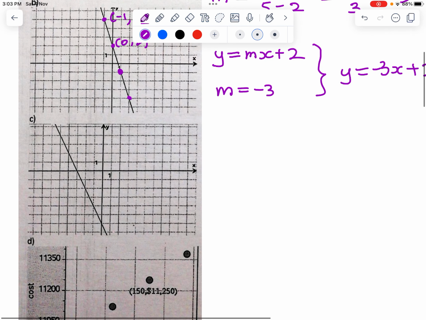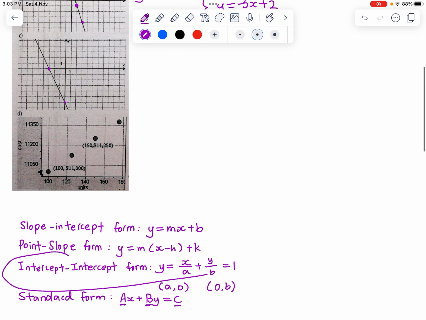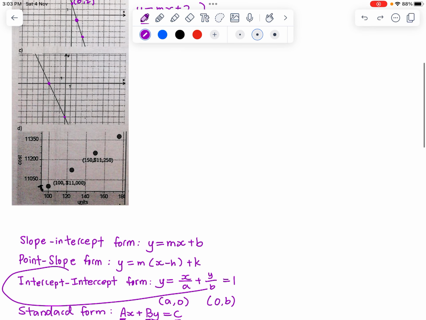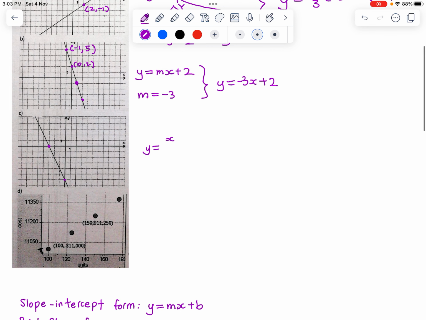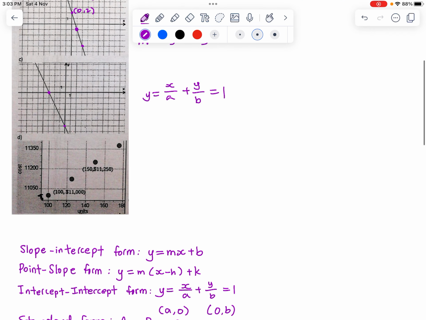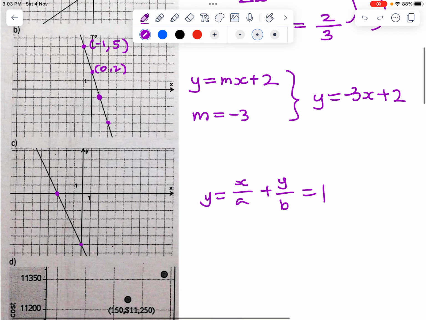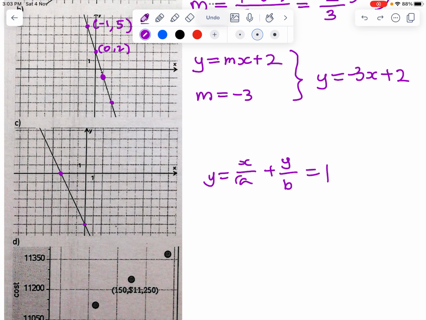Moving on. So here, this time I can clearly see the x-intercept and I can also clearly see the y-intercept. So that means we can use intercept form. So I know that the form is this. Oh wait, sorry. x over a plus y over b equals to 1. Let's double check. Yep, so that's our form. And remember, the a represents x-intercept and the b represents the y-intercept.